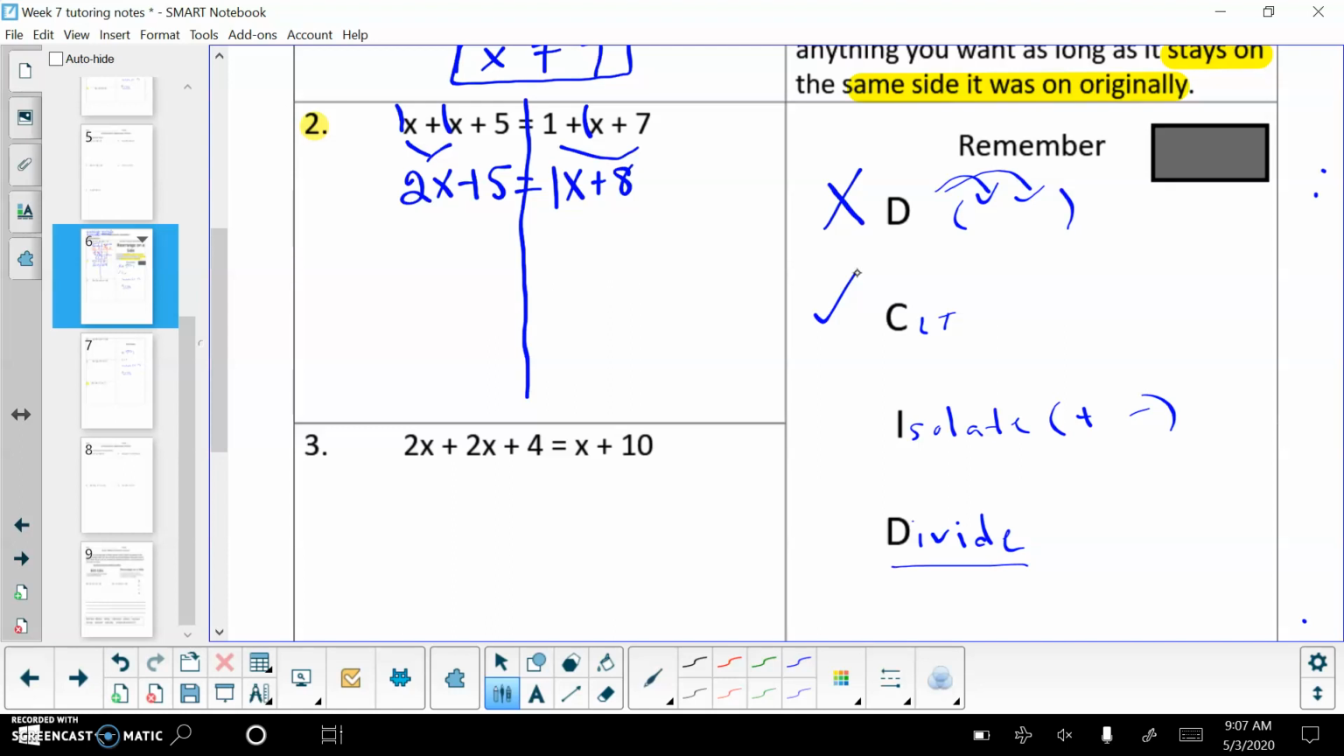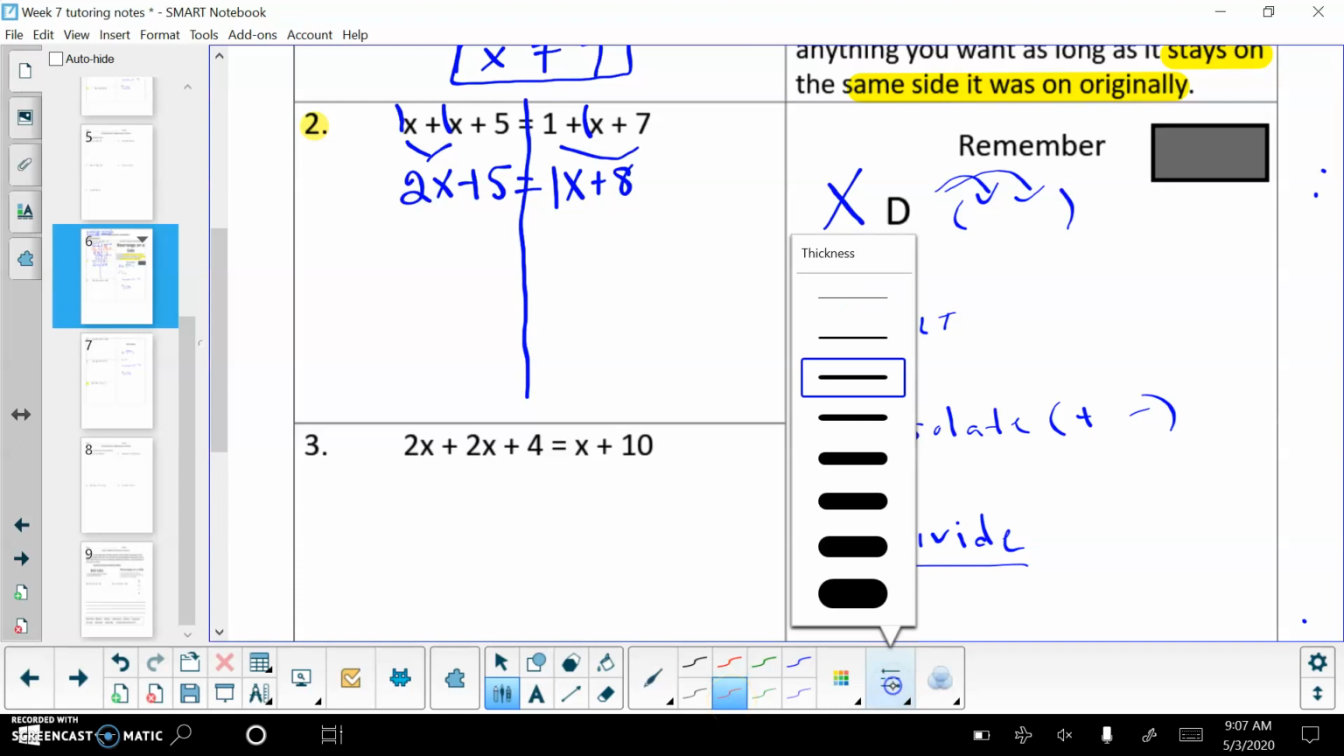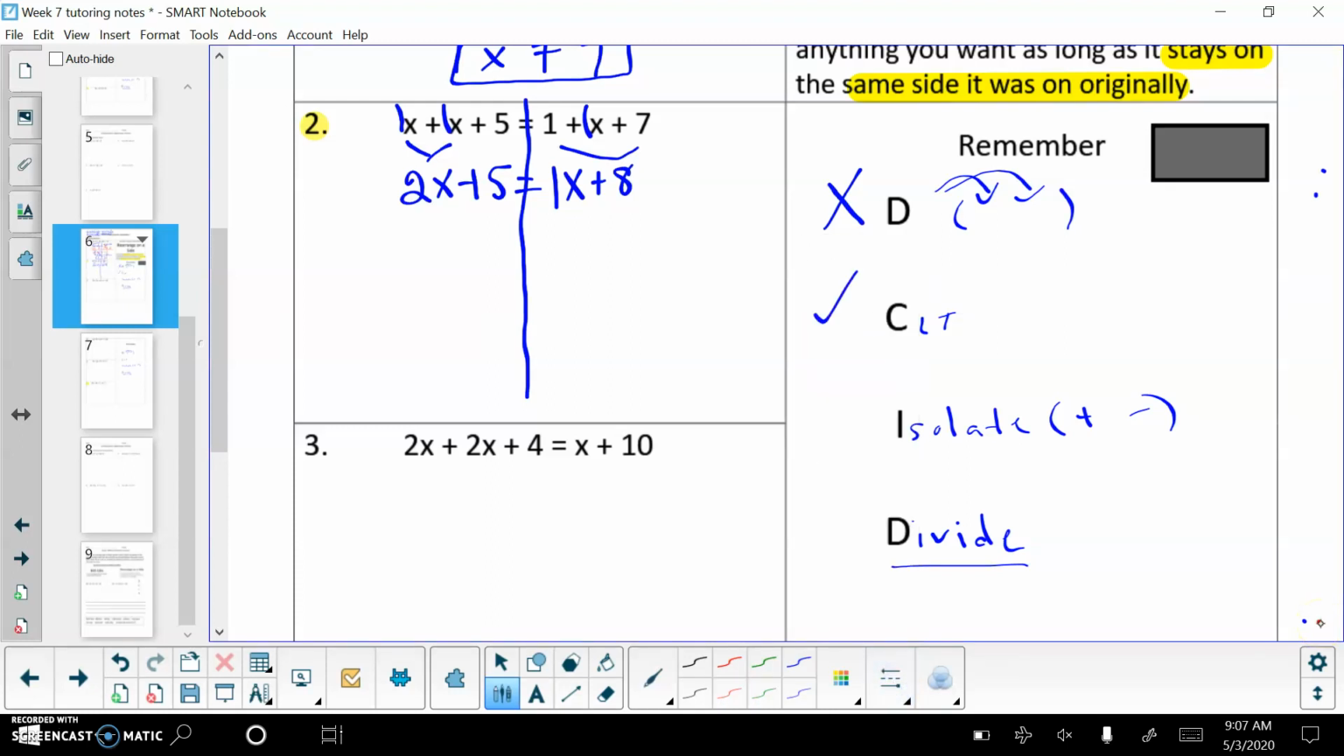I want to get my x's together, and I always like to move my fewer x's. So between a 1x and a 2x, the 1x is fewer. So I'm going to move this 1x. Once again, it's positive. Think of that as a plus, so I'm going to use the opposite, subtraction, to make it go away. I'm trying to make like a 0 over here. The 1 minus 1 is a 0, so it's gone. But then I have to move it to this side and do the same thing.